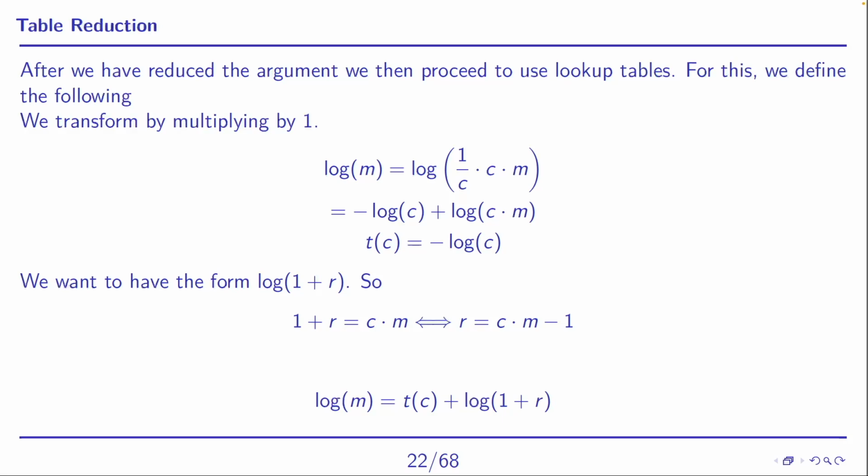And after that, another thing that is desirable is that I want to evaluate my logarithm within 1 plus R representations. So the only thing that I have to do is take what I have left, which is C times M, and say C times M is equal to 1 plus R, and that's going to give me what R should be in order for me to use logarithm of 1 plus R. And once I have that, you can see that we have transformed again our input, in this case m, into T of C, which I'm going to look up in a table, and then the logarithm of 1 plus R, which still needs to be evaluated using a polynomial.